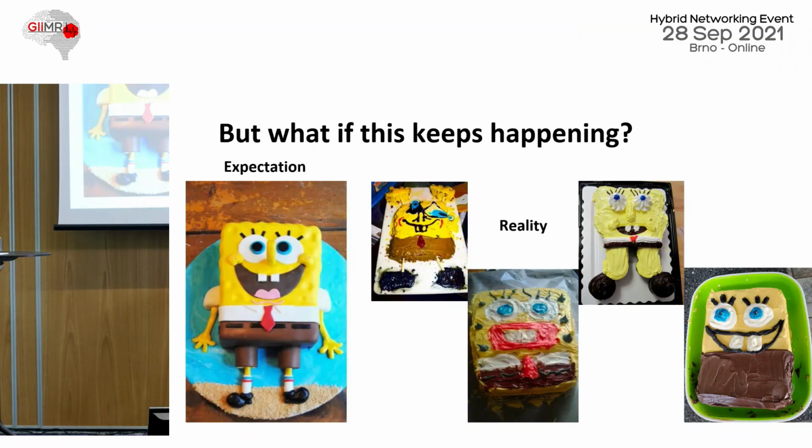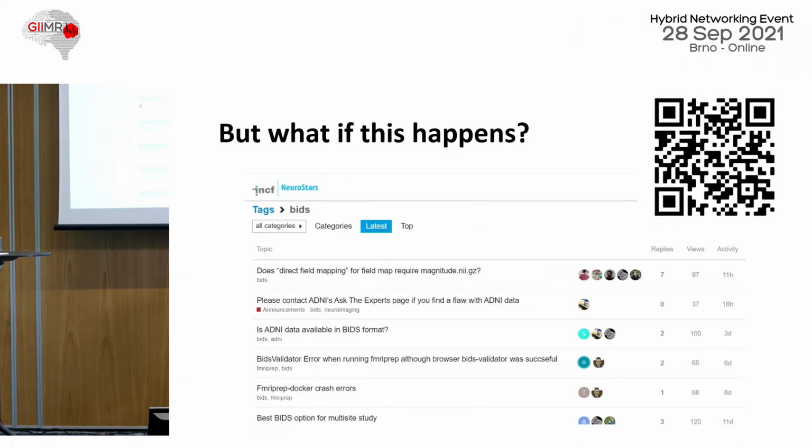And then, what if this happens? You make the data set and it's not working, and the next time you have the same issue again and again. Then you can start using this platform, which is Neurostars. I think many of you might know that already. But there's a specific tag for BIDS. The BIDS maintainers are using this and they are claiming that they have a more than 90% response rate. So if you have a question, first maybe look if somebody else asked it, and then put the question on it and they will help you as soon as possible.